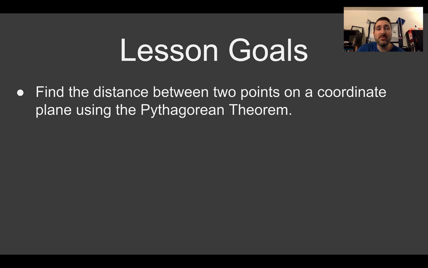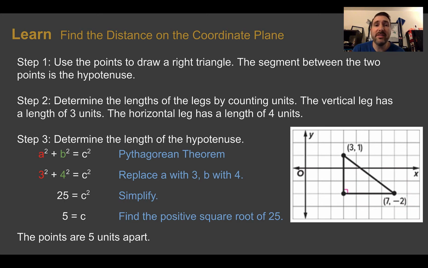After this lesson, you need to be able to find the distance between 2 points on a coordinate plane using the Pythagorean Theorem. Let's learn. Find the distance on a coordinate plane. Going through this, we're essentially going to use the Pythagorean Theorem, so let's look at the steps we need to figure out how far apart 2 points are on the coordinate grid.